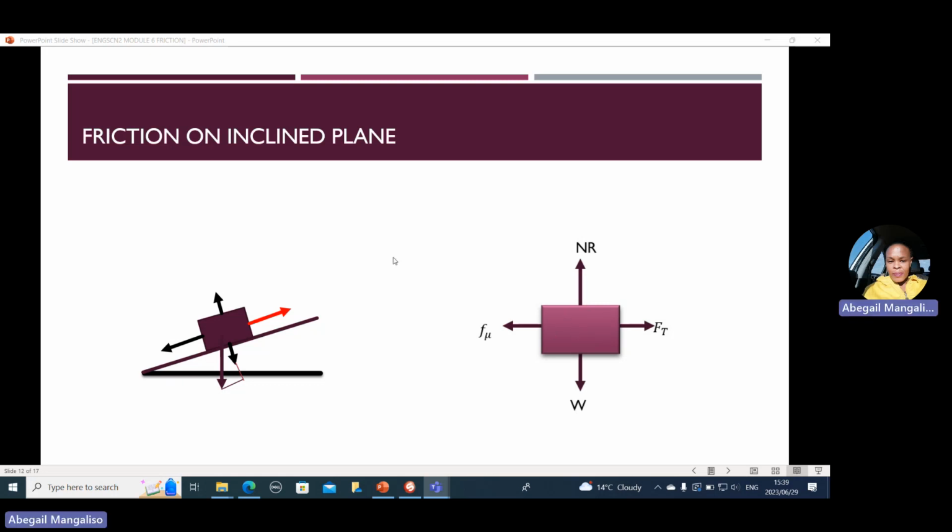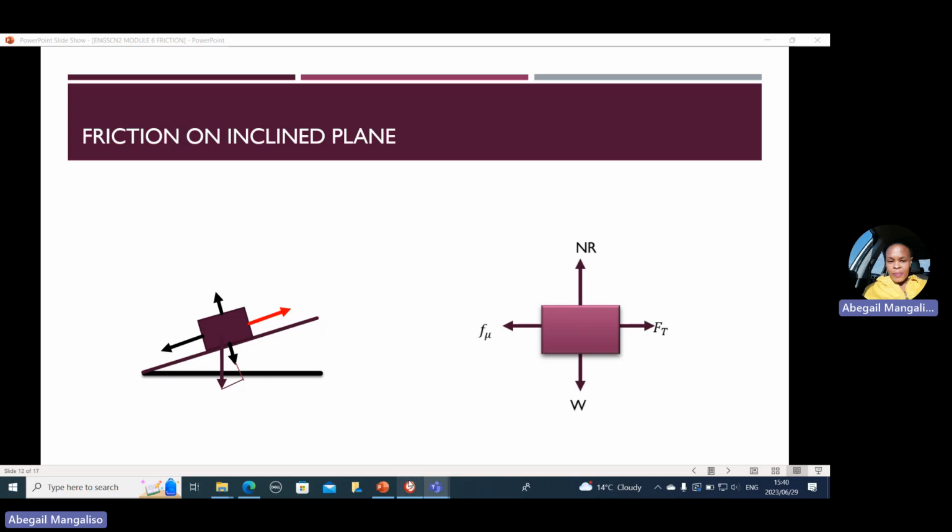Now, if we take the same object and place it on an incline, this is the slope, this is the horizontal, and this is the plane. So this plane makes an angle with the horizontal. The weight now acts from the center of the object straight down, and it is no longer making 90 degrees with the plane. So you resolve it into horizontal and vertical components. The normal force must be perpendicular to the plane.